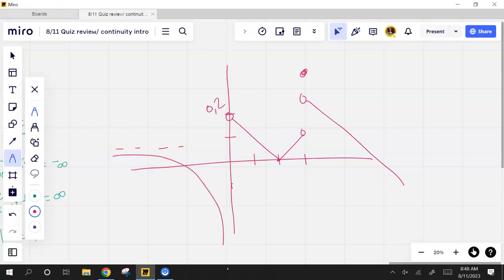This point is 0, 2. This point is 2, 0, just because my thing is not accurate. This is 3, 1. This is 3, 2. And this is 3, 3. And this is 5, 0.